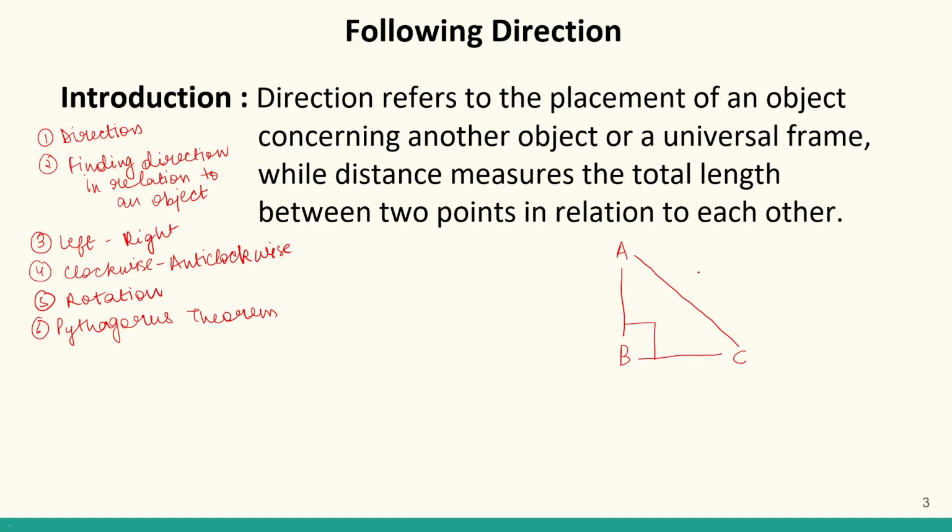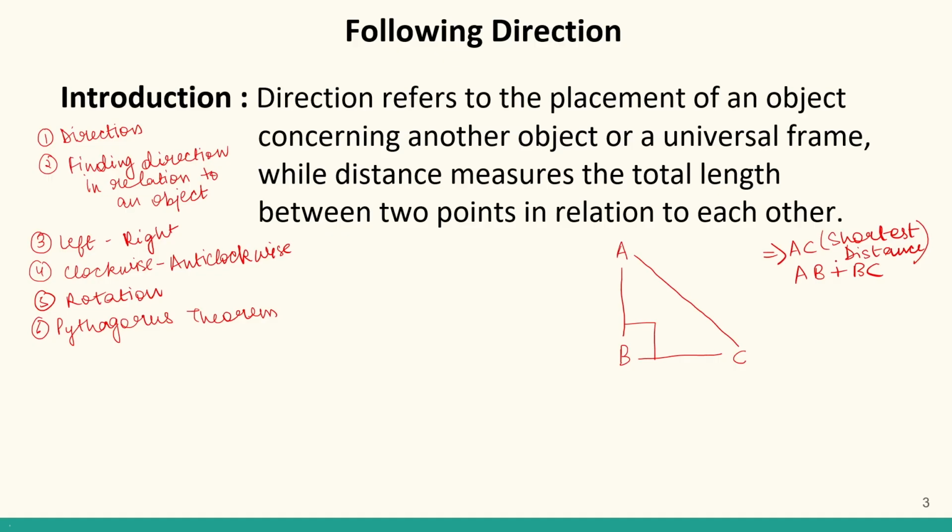So Pythagoras theorem says, if I have to find the shortest distance between A and C, there's one way: either AC is the distance, or I can say AB plus BC will be the distance between A and C. Which will be the shortest distance? AC will be the shortest distance, right? This will be the shortest distance.